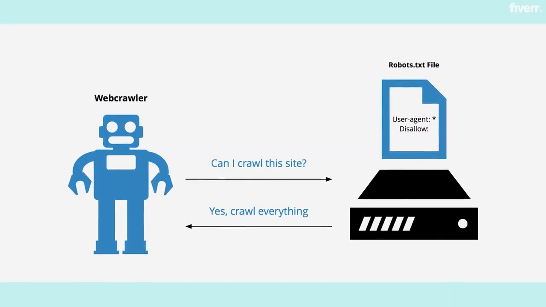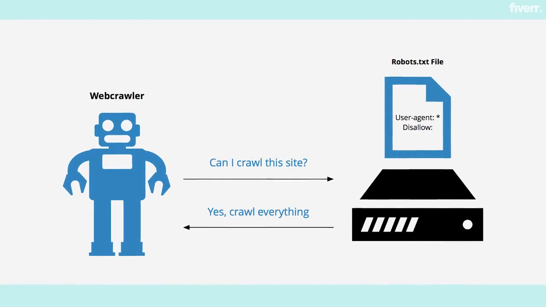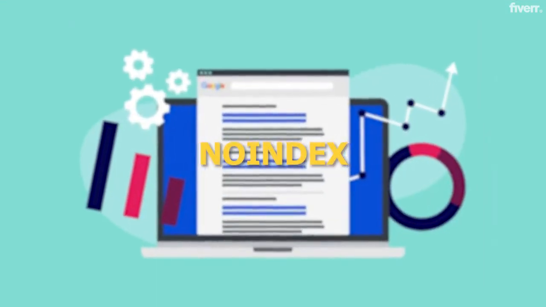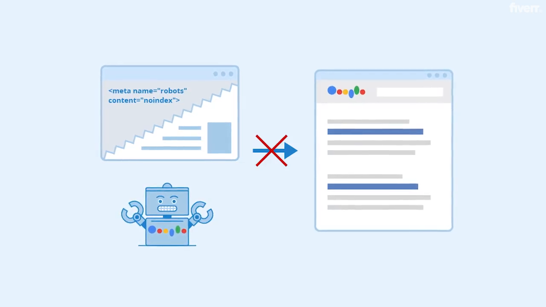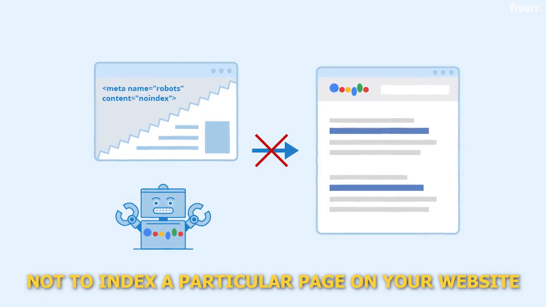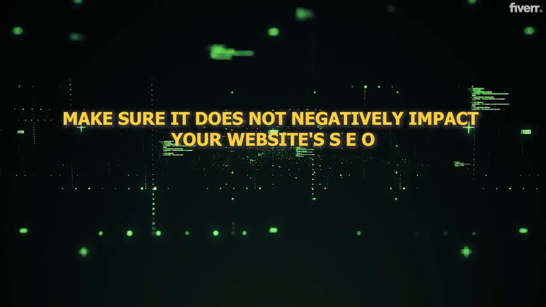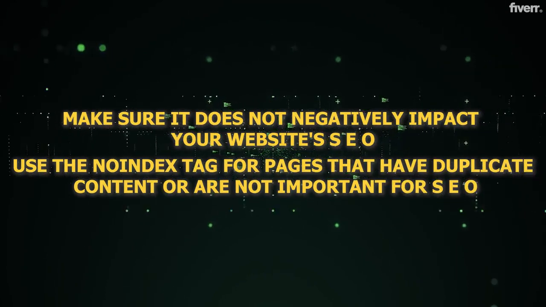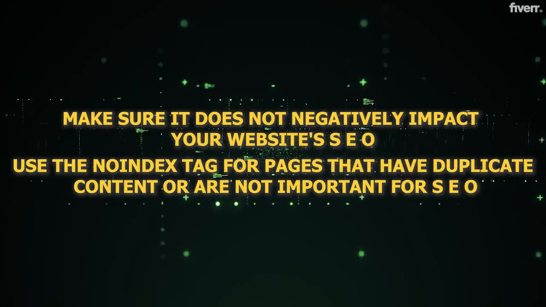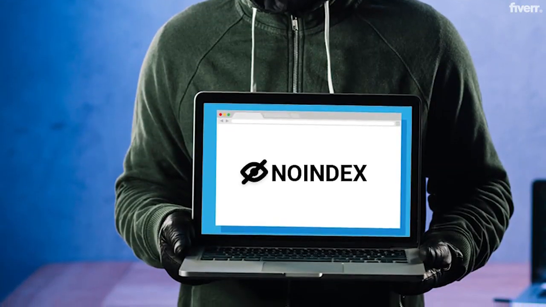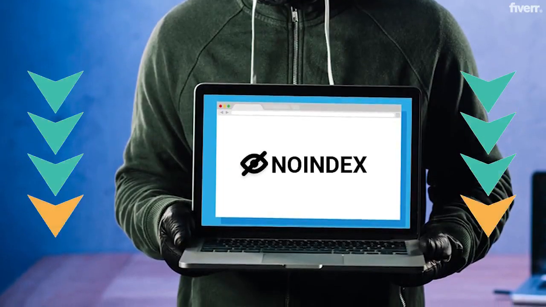A well-optimized robots text file can help search engines better understand your website's structure. No index. The no index tag tells search engines not to index a particular page on your website. To use the no index tag correctly, make sure it does not negatively impact your website's SEO. Use the no index tag for pages that have duplicate content or are not important for SEO. Using the no index tag on important pages can hurt your website's ranking.